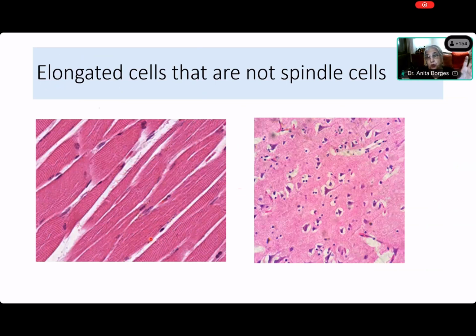So strictly speaking, we do not refer to these cells, although they are elongated and they do have spindle nuclei, they are not referred to in common everyday pathology literature as being spindle cells. Okay, there is another muscle cell that will be called a spindle cell. Which one is that, Shashank? This is a skeletal muscle cell, and we don't refer to it as a spindle cell. So which is the other muscle cell that will be referred to as a spindle cell?